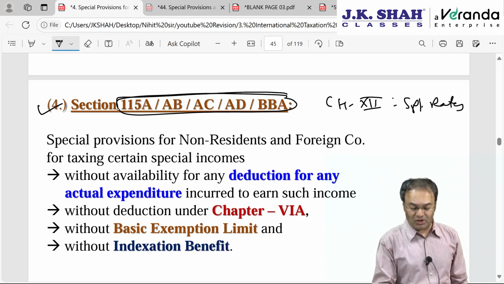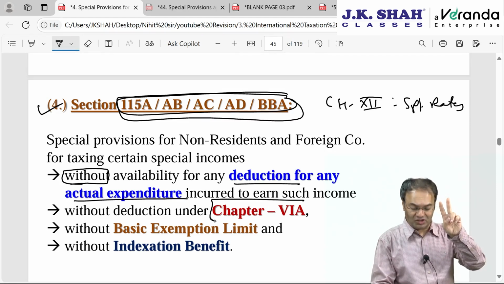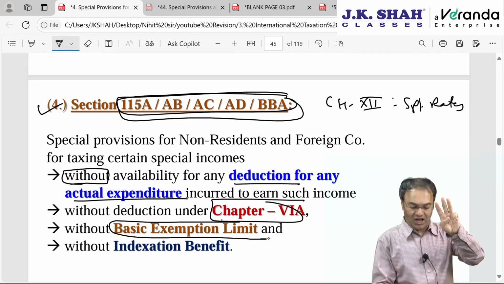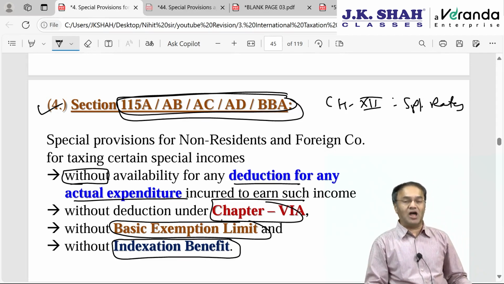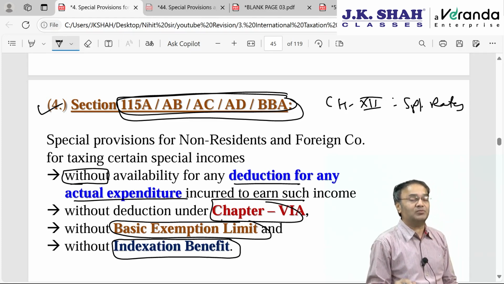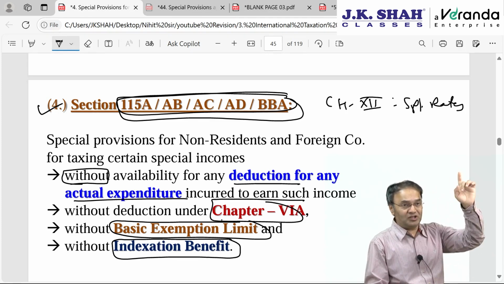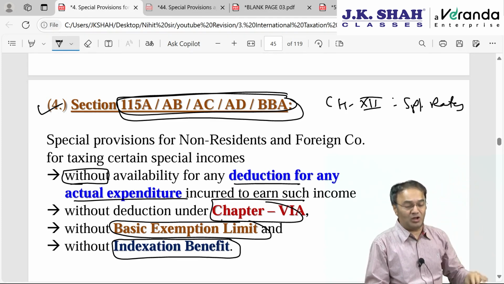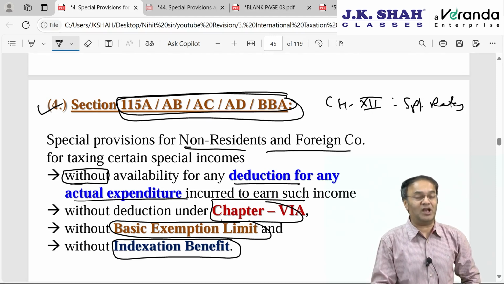Answer: while computing income covered by these sections, it shall be computed without claiming deduction of any actual expenditure incurred to earn the income, without chapter 6A deduction, without basic exemption limit, and without indexation benefit. Indexation is not a great benefit. Indexation is no more allowable now onwards to anybody. Forget about non-resident. It is not allowed even to residents. But the first proviso to section 48 was there since ages. As per the first proviso, indexation is not allowed because the assessee is a non-resident or a foreign company. Indexation not allowed to these people, that is the fourth restriction.